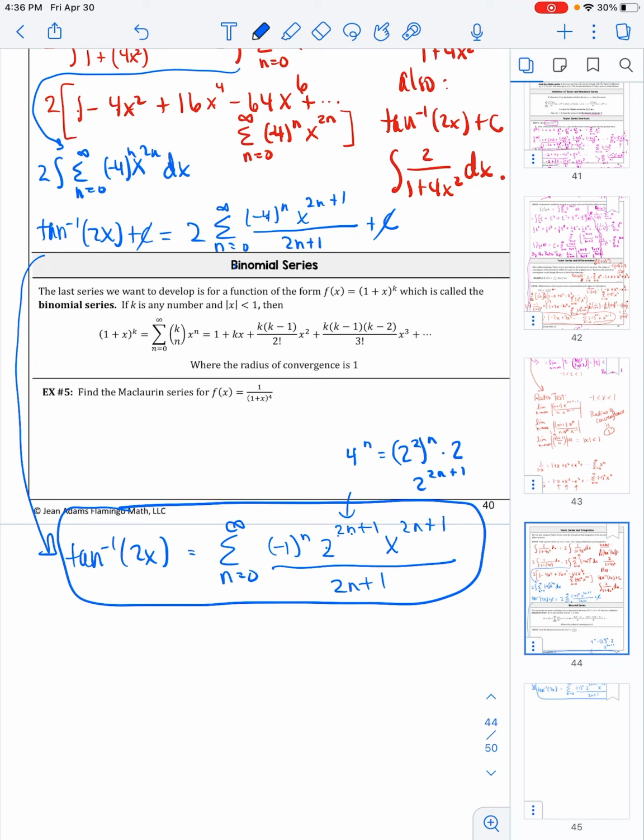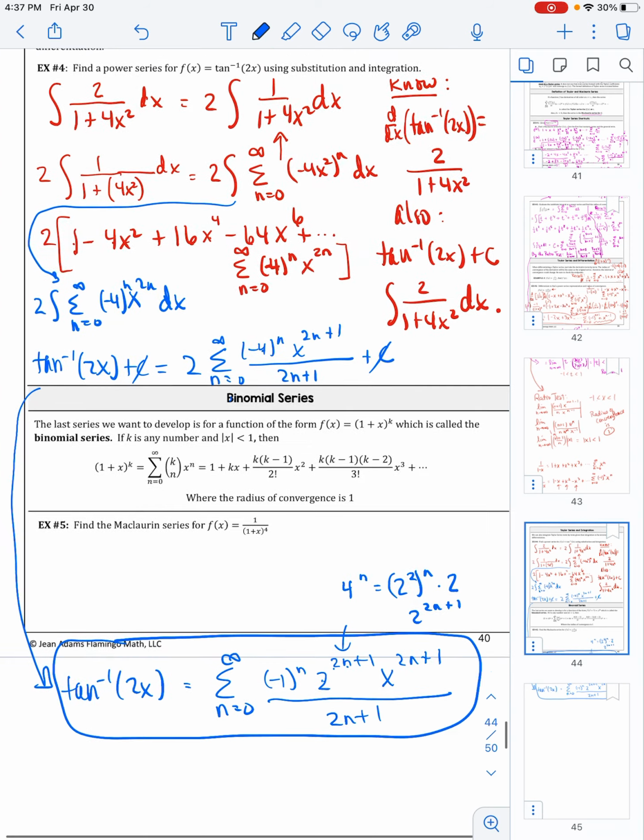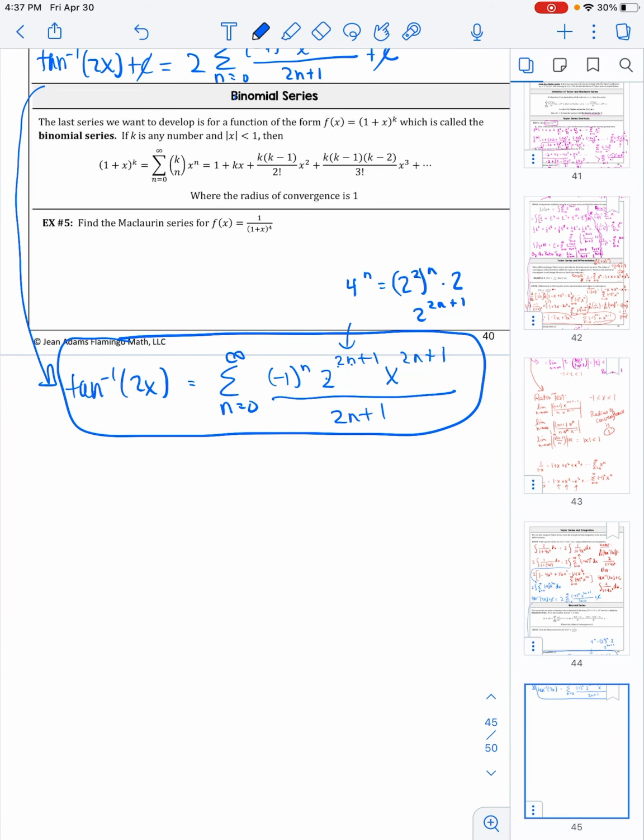And then the next thing that we talk about is the binomial series. So the last series we want to develop is for a function of the form f of x equals 1 plus x to the k, which is called the binomial series. If k is any number and the absolute value of x is less than 1, then 1 plus x to the k is the summation from n equals 0 to infinity, k choose n, x to the n, which is equivalent to 1 plus kx plus k times k minus 1 over 2 factorial x squared plus k times k minus 1 times k minus 2 over 3 factorial times x cubed dot dot dot. The radius of convergence is 1.